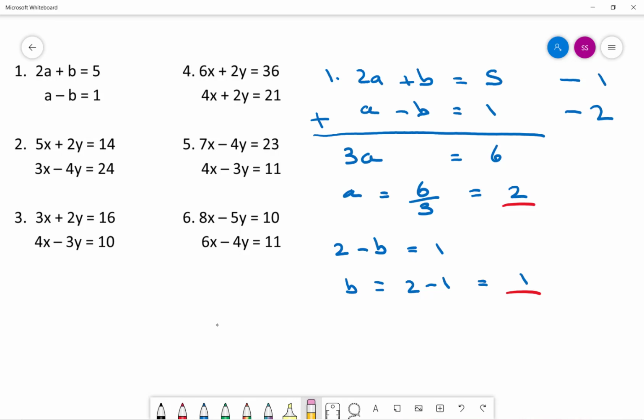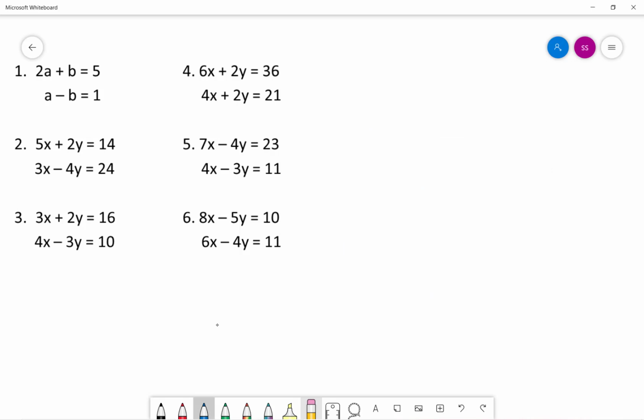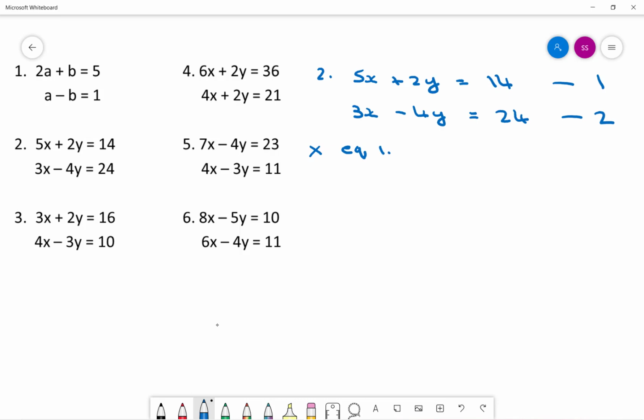Pretty straightforward one, that one, because they just subtracted or added straight away. And they're always nice when they work out that way. Let's take a look at number 2. So for question 2 then, we've got 5x plus 2y equals 14. And then for equation 2, we have 3x minus 4y equals 24. Now I'm going to pick on the y terms here to make them the same. And the way I'm going to do that is I'm going to multiply equation 1 by negative 2.